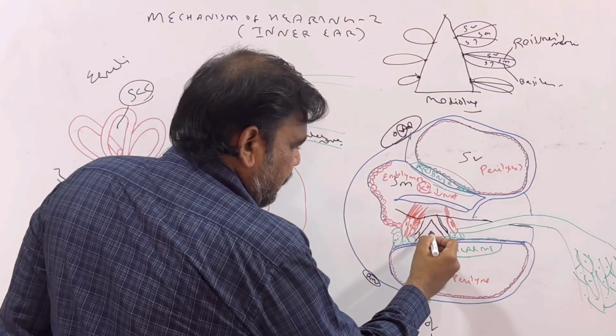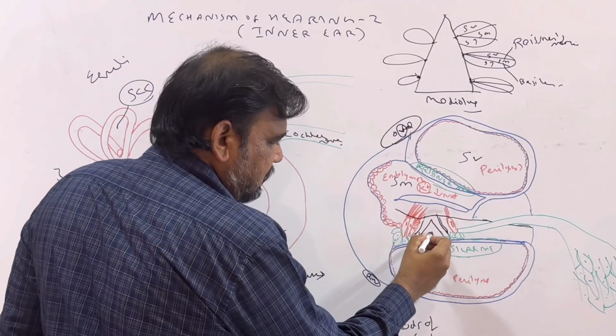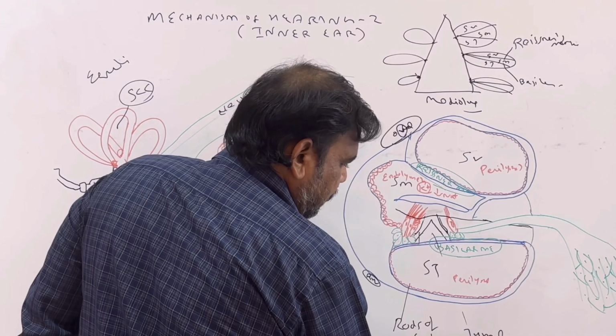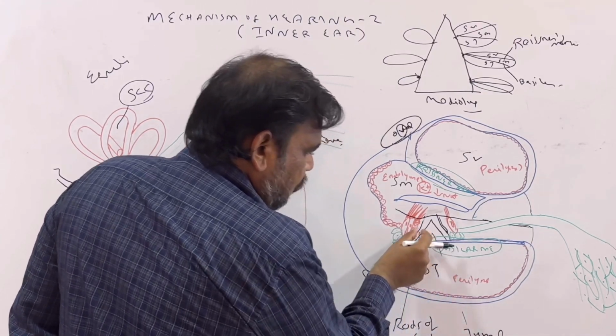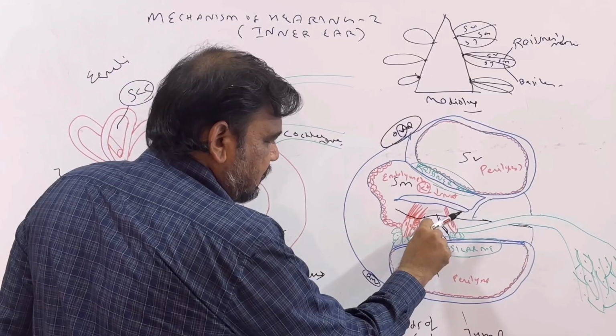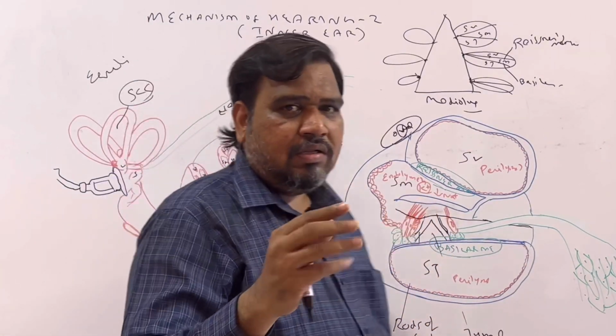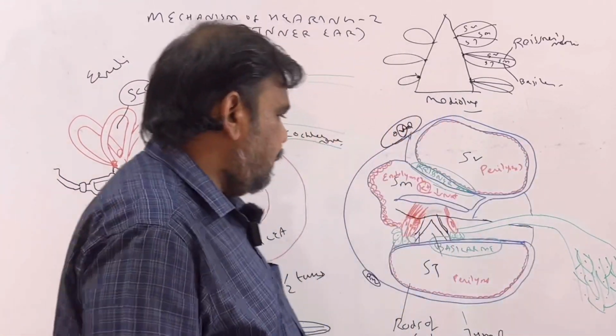And the space between them is obviously tunnel shaped. You can see here, this is called the tunnel of Corti. So these 2 black ones are the rods of Corti, and this space, almost V shape or inverted V shape, is called the tunnel. Tunnel means space. Tunnel of Corti.